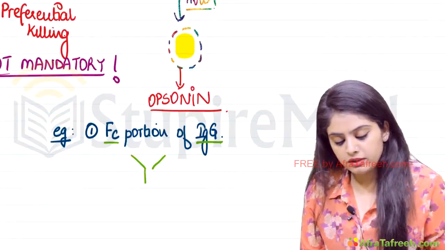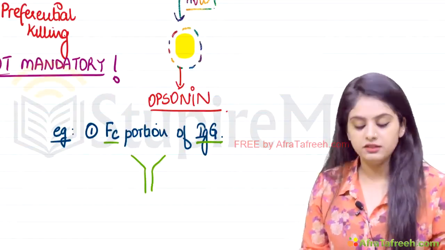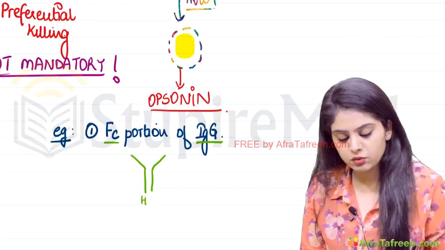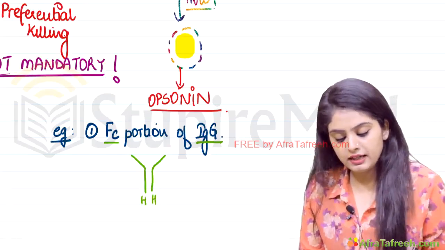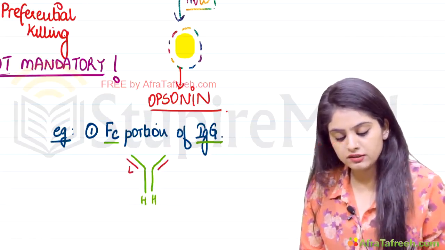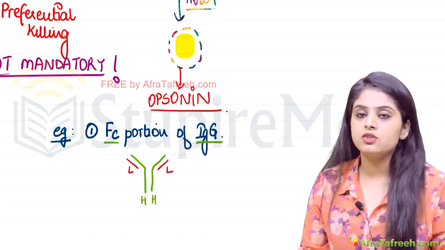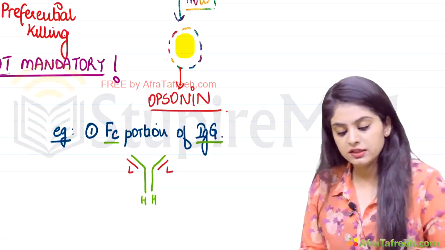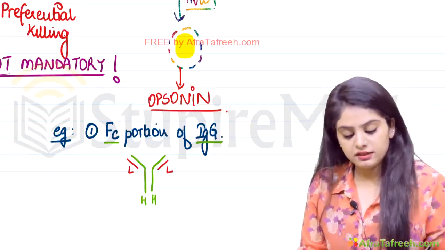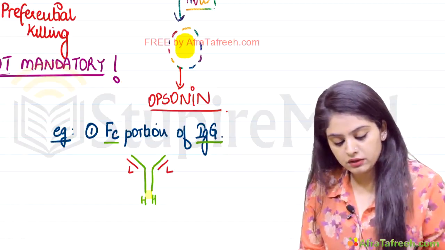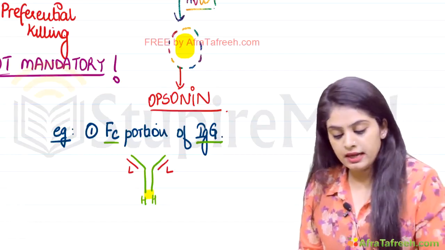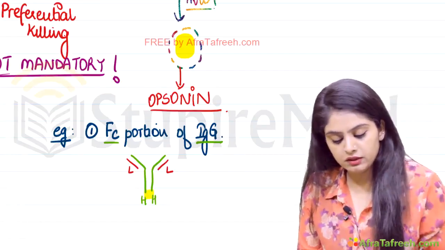Every immunoglobulin has 2 heavy chains, right? Everyone knows it has 2 heavy chains and it has 2 light chains. Everyone is well aware of this particular structure, 2 heavy chains and 2 light chains. There are 2 ends. This is one particular end of the immunoglobulin and this is the other end of the immunoglobulin.